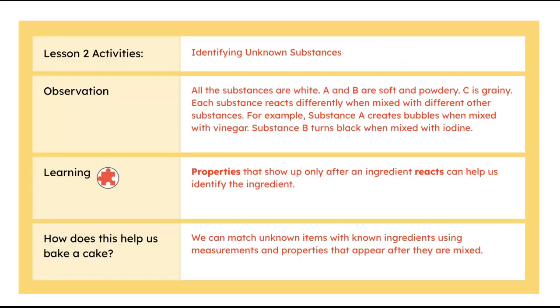The goal of this class discussion is to analyze data from their investigations to identify properties that might be used to tell ingredients apart. You'll use the discussion to create the Lesson 2 summary chart. From the discussion, students should understand that we can match unknown items with known ingredients using measurements and properties that appear after they are mixed. The summary chart discussion will continue into the Elaborate portion.